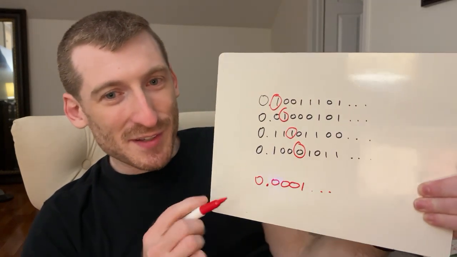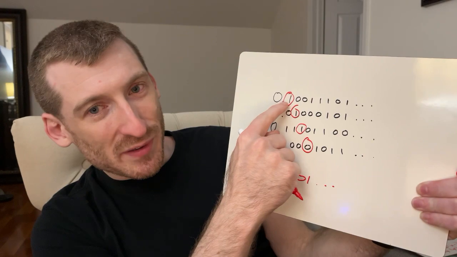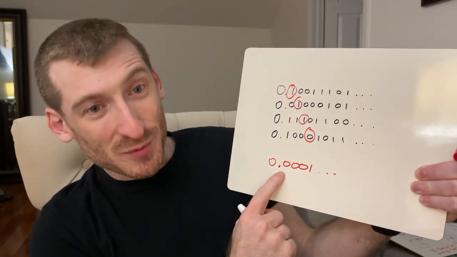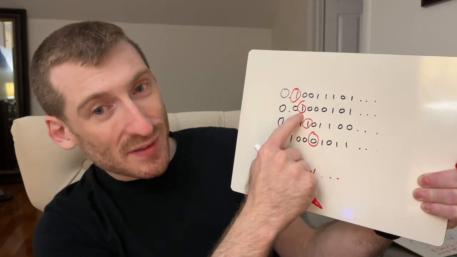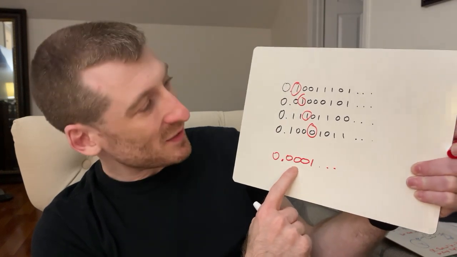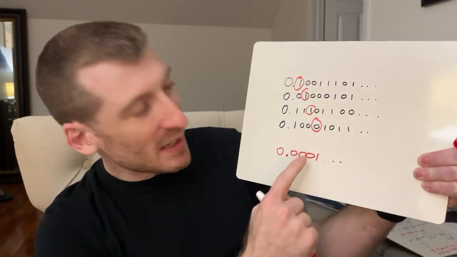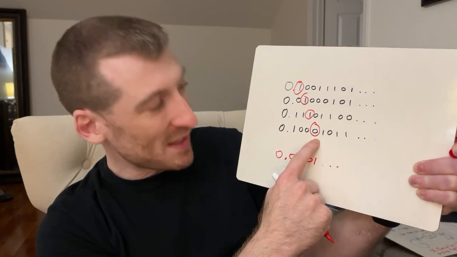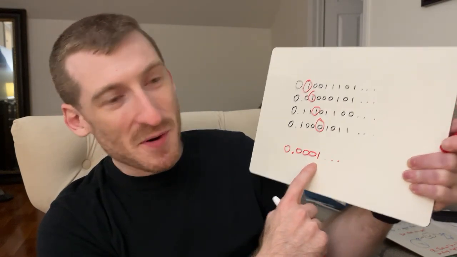All right, here it is. So this one has a 1 in the first place. I'm going to make this one a 0. This one has a 1 in the second place. I'm going to make that a 0. This one has a 1 in the third, also a 0. This one has a 0. That one I'm going to make a 1.